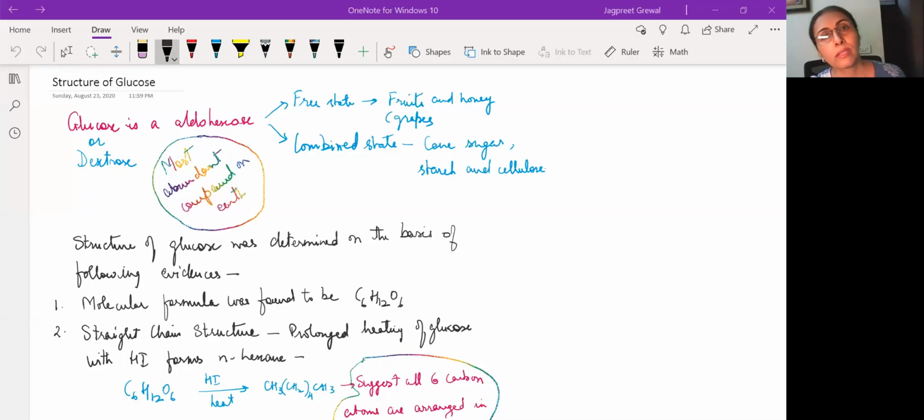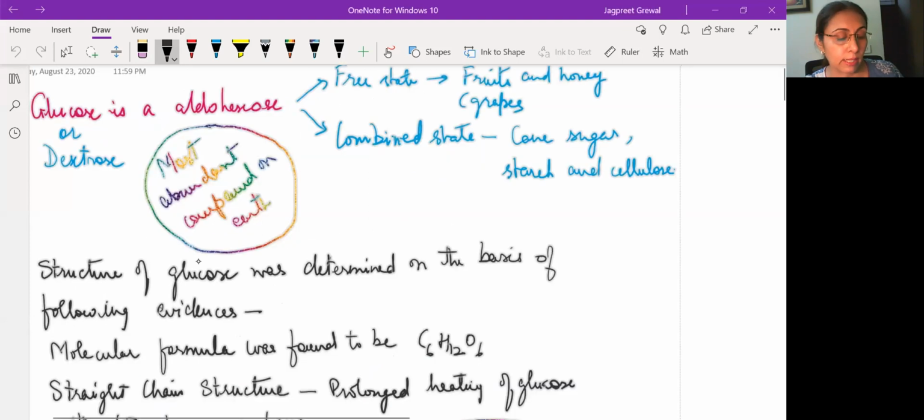So glucose is an aldohexose. Aldohexose means it has an aldehyde group and it has 6 carbon atoms in its chain. It is one of the most abundant compounds found in nature. All of you know it is prepared in plants by the process of photosynthesis. So in nature, it is found in free state as well as the combined state.